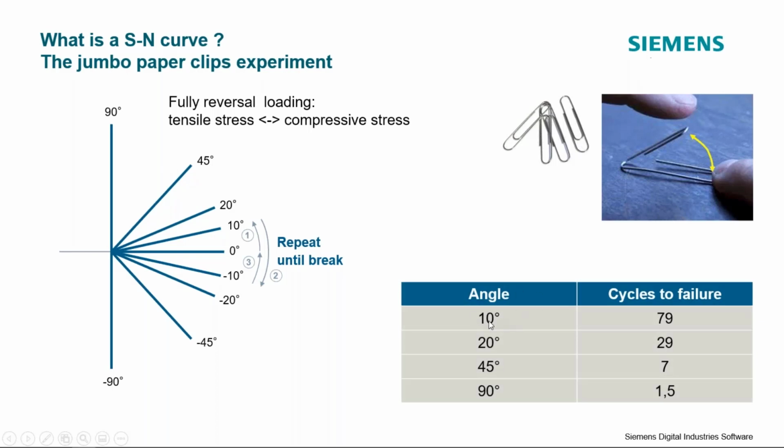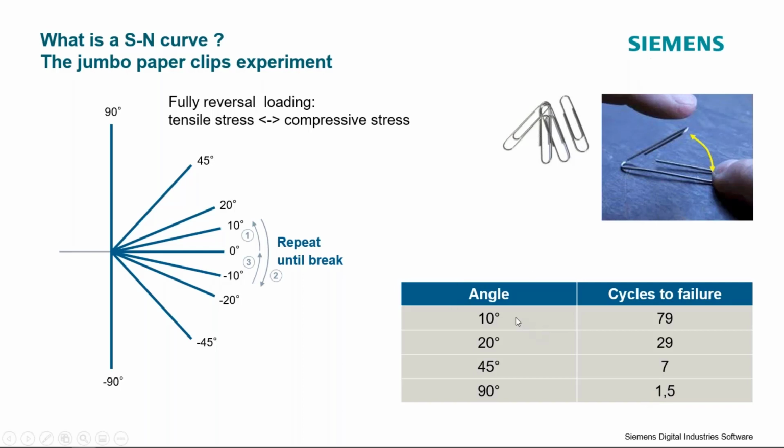We can see that at an angle of 10 degrees, it takes 79 cycles for the paper clip to fail or break. At 20 degrees, it takes 29 cycles. At 45, it takes 7. And at 90, it takes just 1.5 cycles.